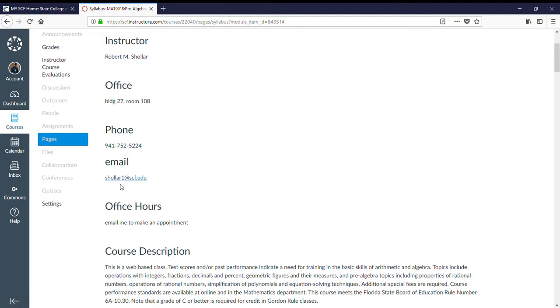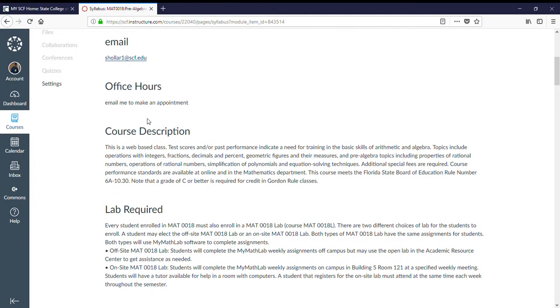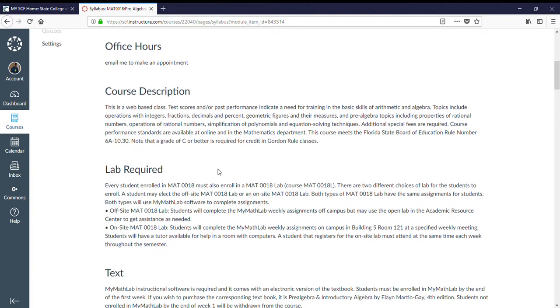So email is the best way to get in touch with me. You can email me through this official SCF email, or you can even do it right here in Canvas by just going to the inbox and creating a new email and typing it to me. I check both those emails regularly, like twice a day at least. Office hours, if you do need to talk to me, we can set up some sort of virtual office hour if need be, or possibly a phone call if something needs to be discussed. So just email me and let me know.